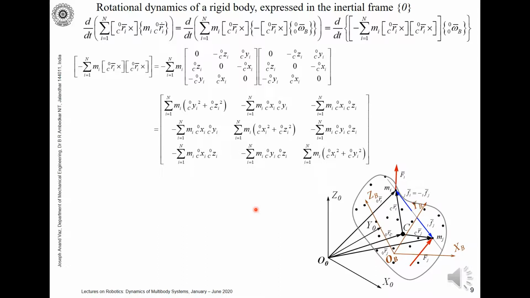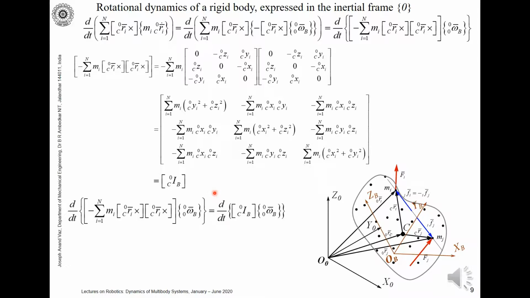So this is a symmetric matrix, and because it's a symmetric matrix, it has real roots, and we'll discuss the properties of this matrix in our subsequent lectures. We call this matrix the inertia tensor, and this inertia tensor has certain special properties which we will discuss subsequently.